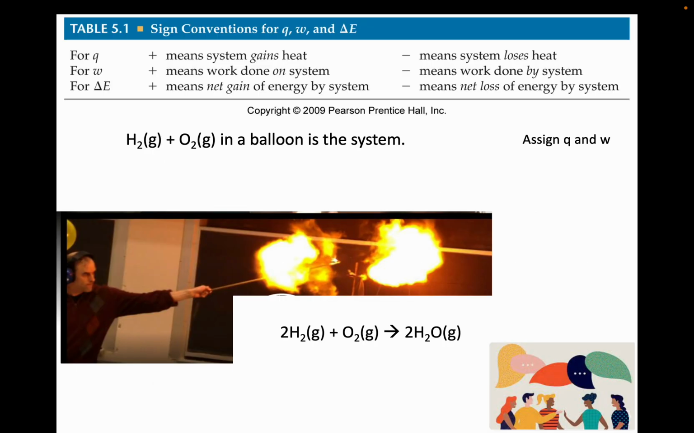Let's see if we can apply it. So here we have hydrogen gas and oxygen gas in a balloon. That's the system. A candle is being brought to it at the end of that stick, and kaboom, big explosion. The reaction is shown here below. So work on this one. Check with the person next to you. Assign Q and W for this scenario.